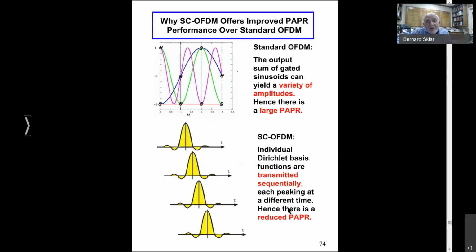Hence, there is a reduced peak to average power ratio, because even though you're going to add up by superposition all of the reals and all of the imaginaries, they're not going to add up to give you something horrible on I and Q when they are staggered in this fashion.